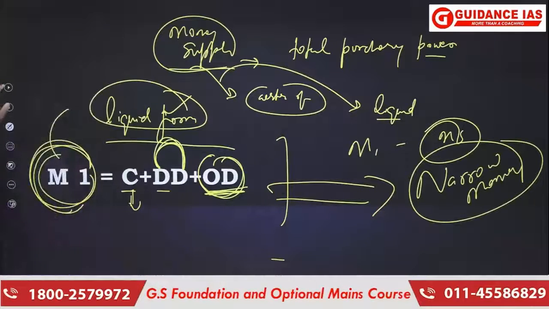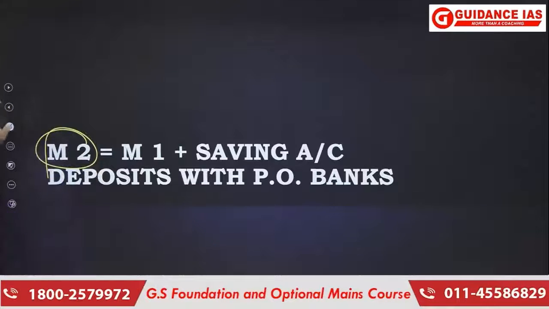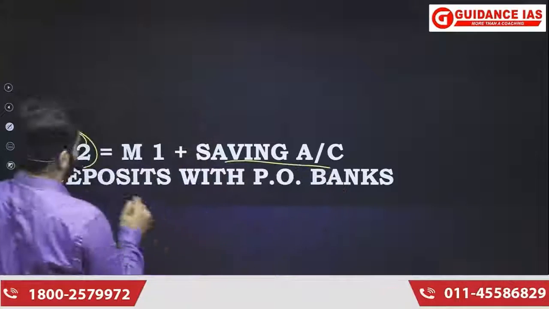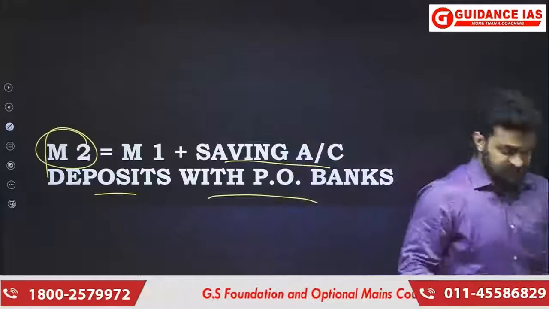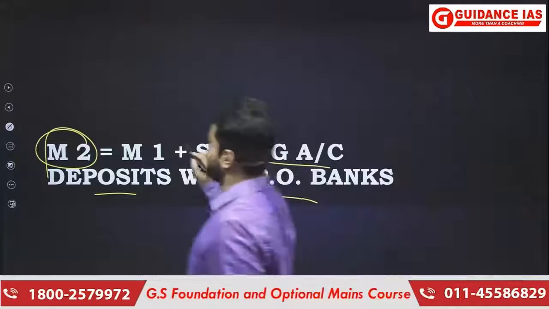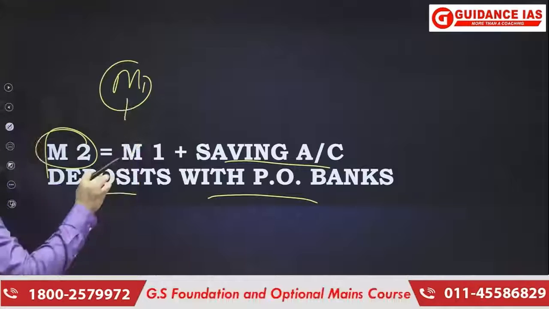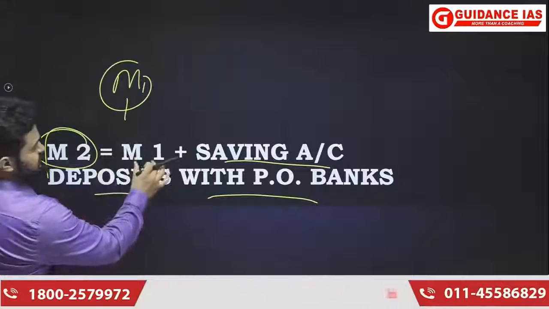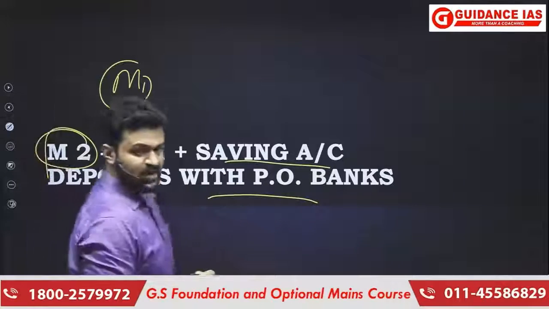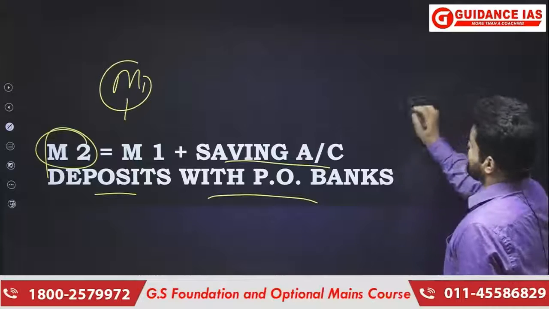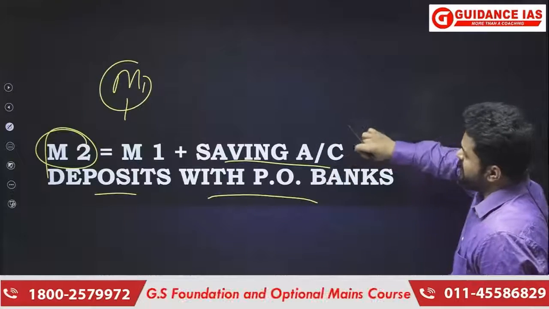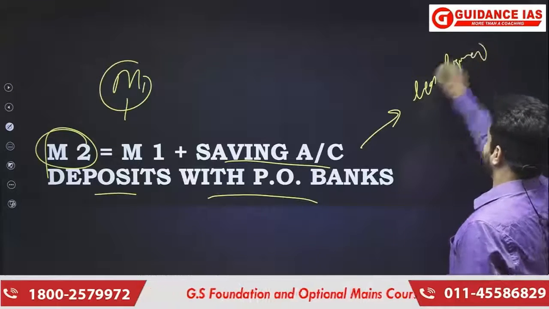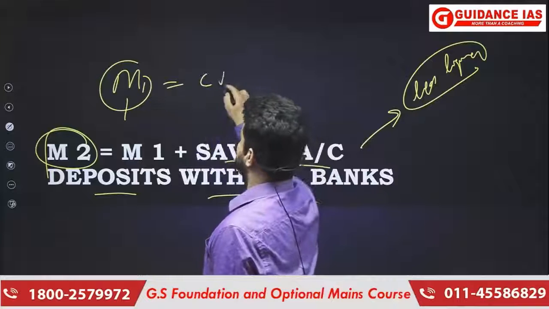Okay, let us move on to the next monetary aggregate, that is M2. Now M2 is M1, which we have already covered, that is C plus DD plus OD, plus saving accounts deposits with PO banks, post office banks. M1 we have already covered: currency notes and coins with the public, then demand deposits in banks, then other deposits. The extra element that you have in M2, saving accounts deposits with post office banks, is going to be less liquid than all the components that you have in M1, that is C plus DD plus OD.